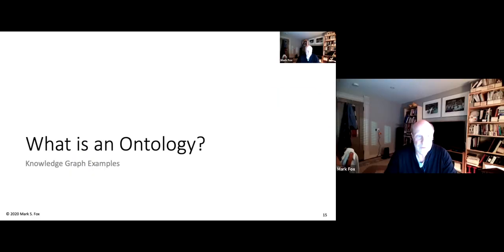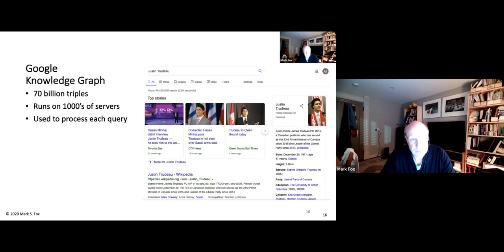So, what are examples of knowledge graphs? We're going to go and look at each level by example. You may not know it, but Google maintains a knowledge graph. In that knowledge graph, there are over 70 billion triples. That is a node connected by a relation to another node. Those are triples. So basically an arc with a node at each end. There's over 70 billion triples in their knowledge graph.